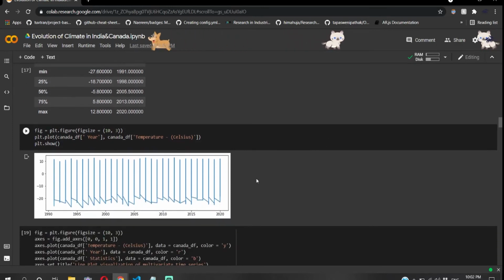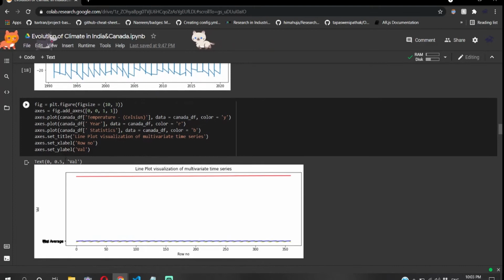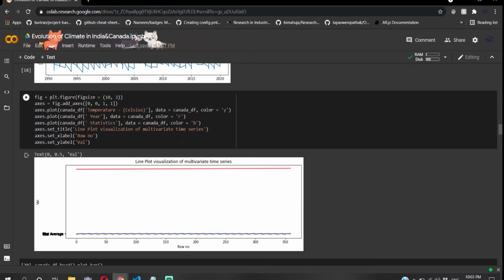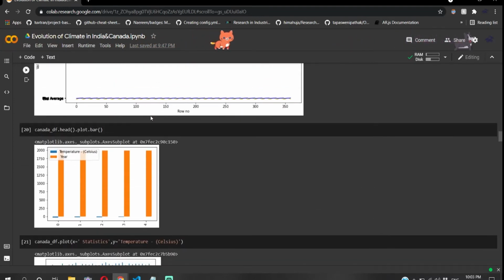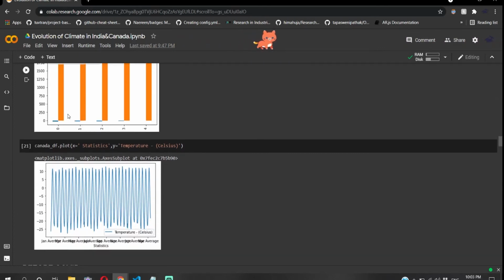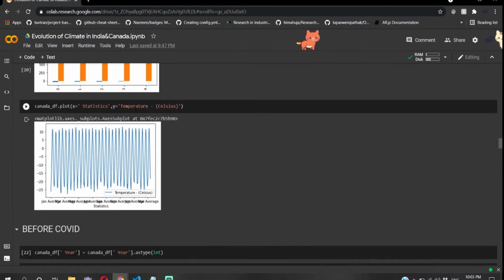This is a graph showing a plot between year and temperature. In 1991, it goes up, then goes down, then goes up, then goes down. So this is all the data. Now this is another line plot visualization of a multivariate time series. I've taken three parameters: year, statistics, and temperature. Then we go to temperature versus year, then we have statistics and temperature Celsius.